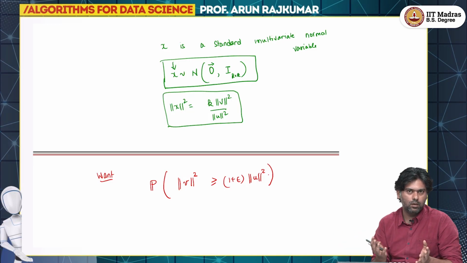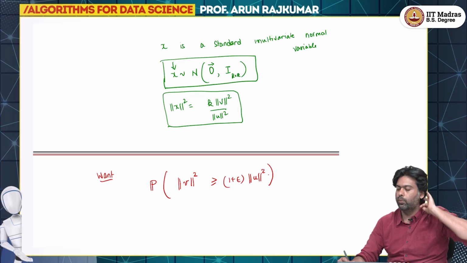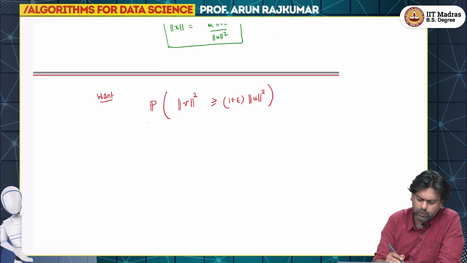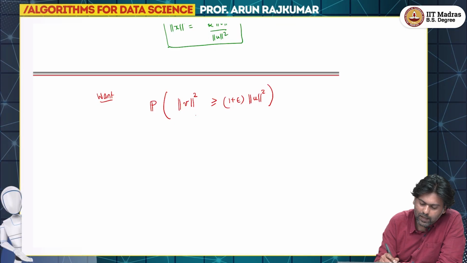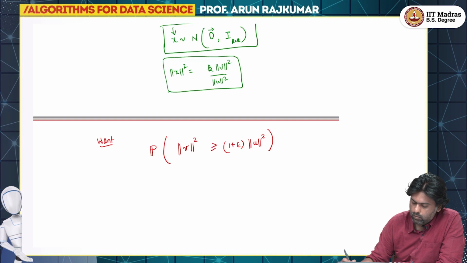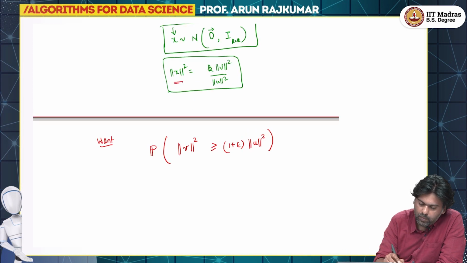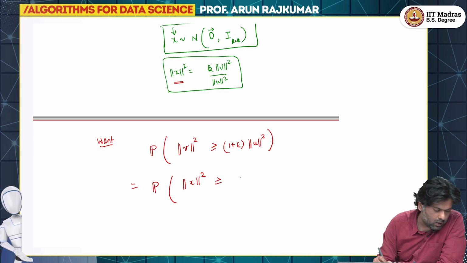That's the hope that I have. Let us see if that hope is true or not. For that, now we will rewrite this in terms of x. Because we know norm x squared is k norm v squared by norm u squared, I can rewrite this. This is exactly the same as asking about the probability that norm x squared is greater than 1 plus epsilon times k.